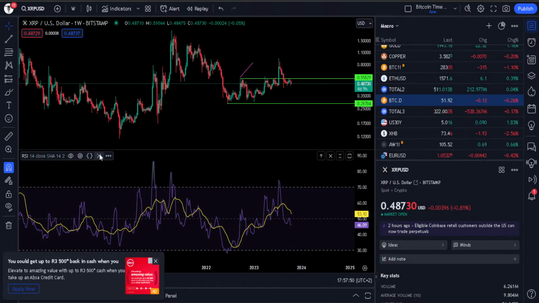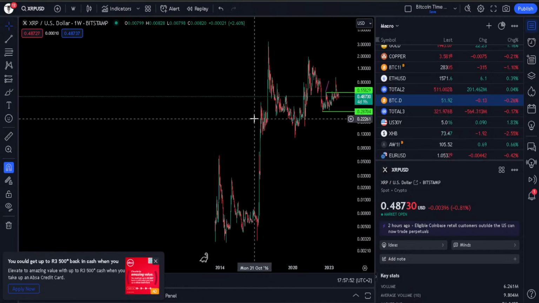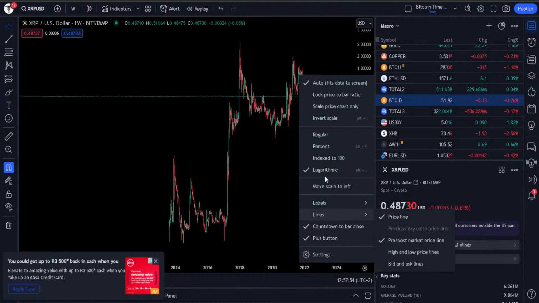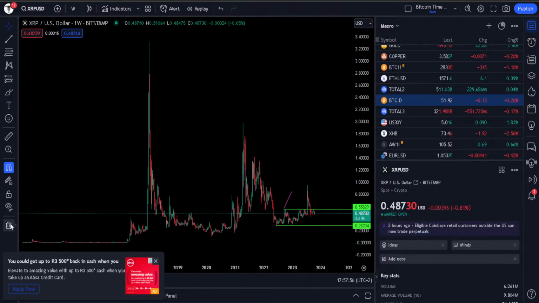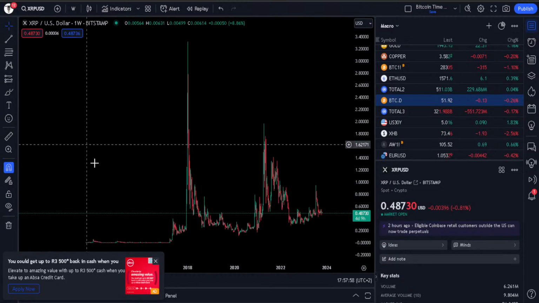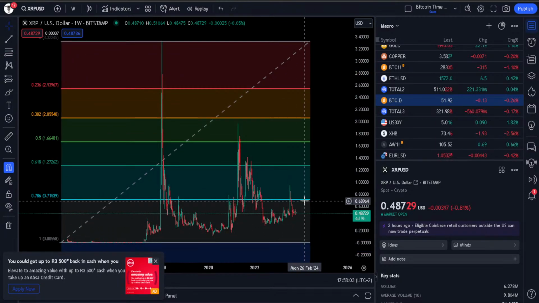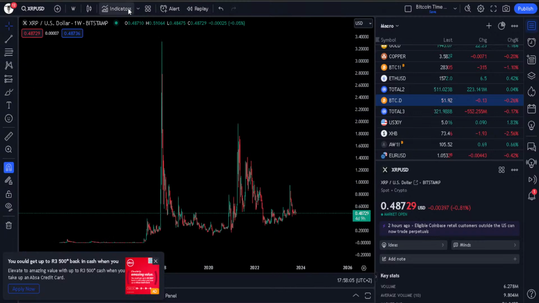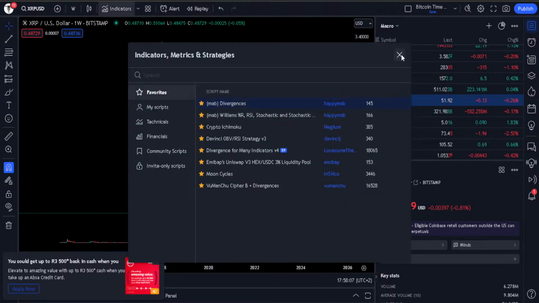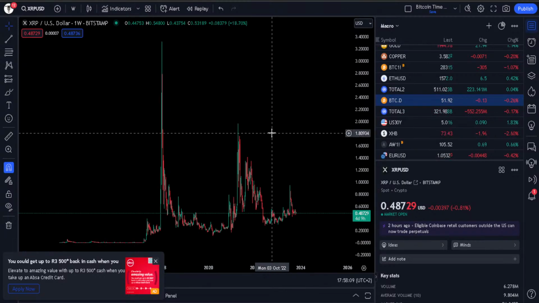So this is the weekly chart. It's on log, so let's just remove the log. You are inside of the reload zone, right? Well below it. So that is the first thing we have to look for.